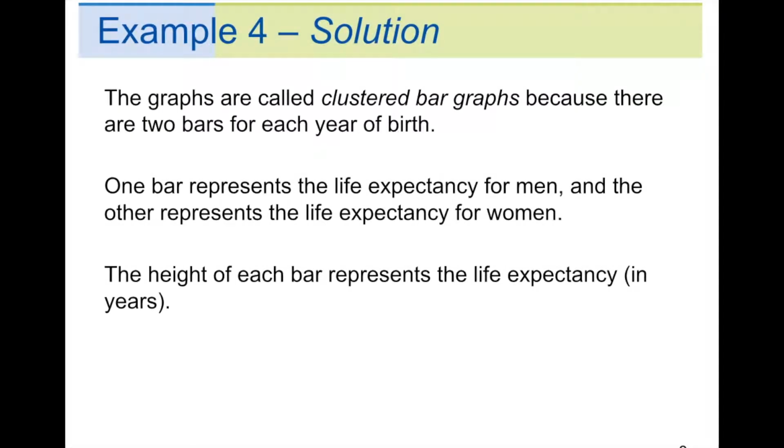The graphs we just saw are called clustered bar graphs because there are 2 bars for each year of birth. One bar represents the life expectancy for men, and the other represents the life expectancy for women. The height of each bar represents the life expectancy in years. So it's comparing the two. And clustered bar graphs are very good at comparing different things, usually within different years. So you can see all the years, but also compare different groups in those years.